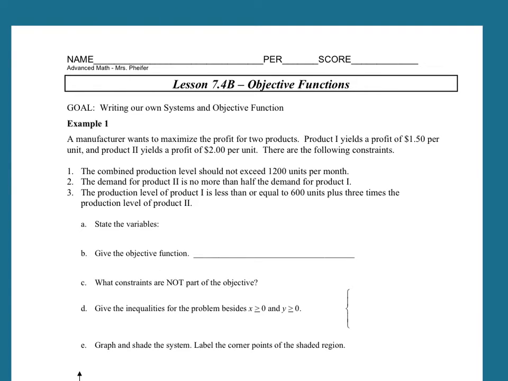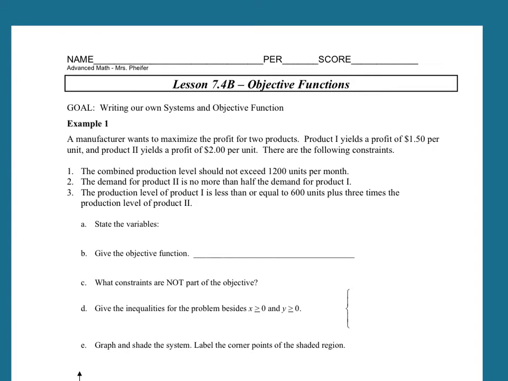All right, so we're going to take the objective functions that we learned how to graph yesterday and put them in the context of an application, of a real-world situation where there are limitations and constraints, but you still want to find the best solution possible. So I'm going to give you some techniques on how you can work through those, and then hopefully you can apply that and do some of these on your own.